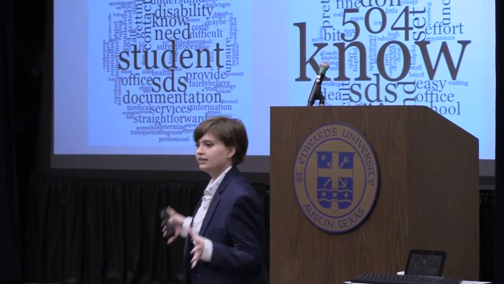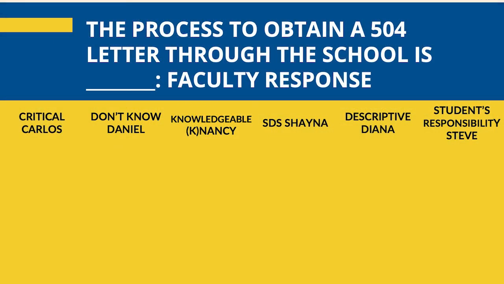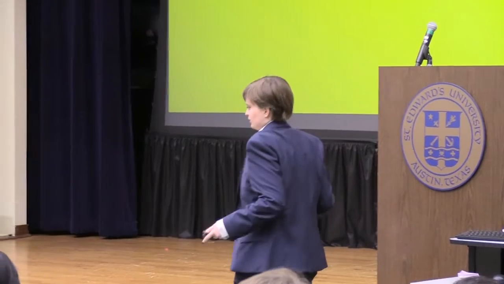After I looked at all of the data, I broke it down by theme, which leads me to this graph here. So I wanted to make it easy for y'all, so I created some visuals so that you could understand kind of the picture of the faculty pool that we're filling out this survey. The first persona we have is Critical Carlos. And Critical Carlos is not afraid to point out a disparity if he sees one. He's ready to critique the system. He's ready to point out the flaws where it takes too long.